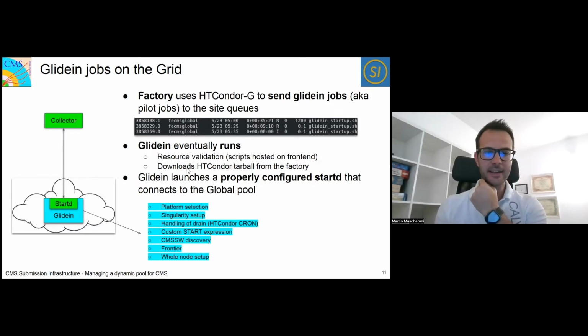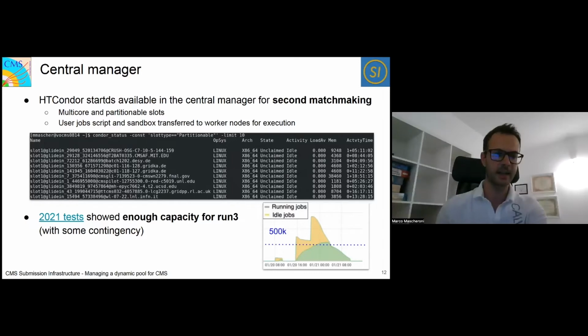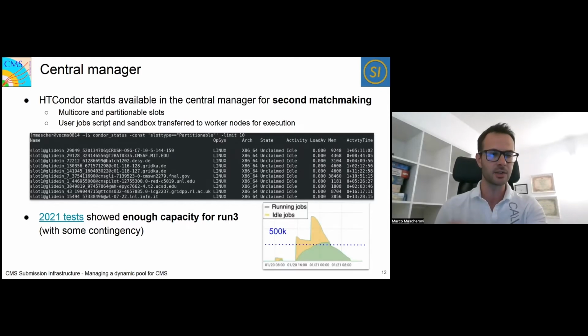This is because the final thing that the Glidein does is to properly configure and launch a startd that connects to the global pool. Here we have an example with some startds that are connected to the central manager, where we perform the second matchmaking. And this is the central piece of the global pool, where all the resources from the grid are collected and made available to all the user jobs in a seamless way.